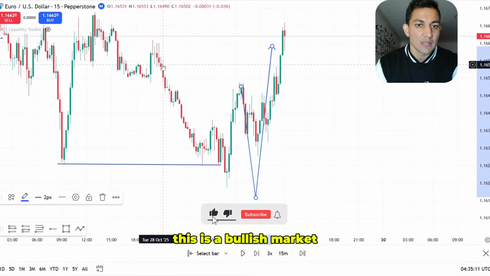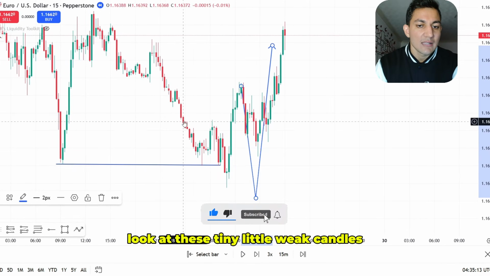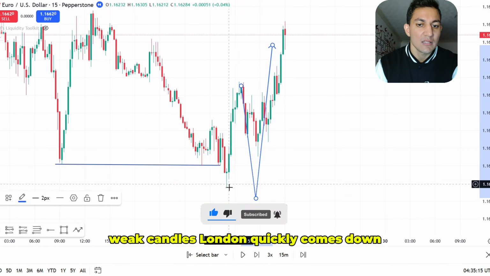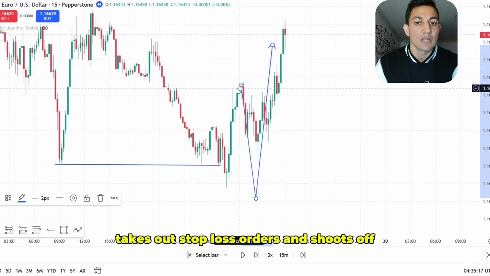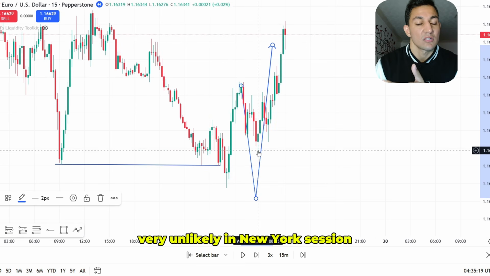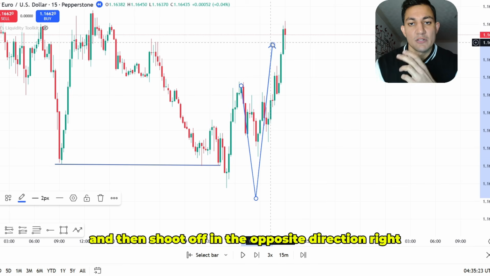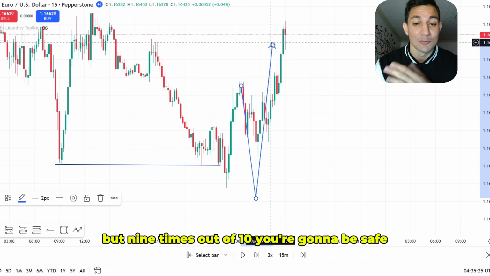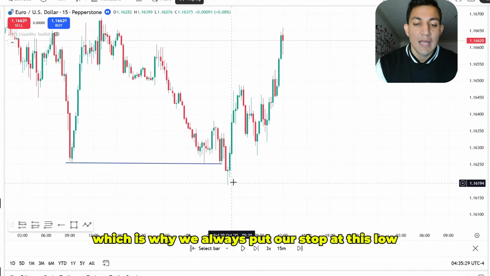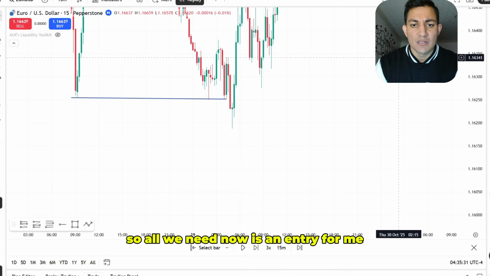Look at this, this is a bullish market. Look at these tiny little weak candles. London quickly comes down, takes out stop loss orders and shoots off. Very unlikely in New York session that price is going to come all the way down, take out your stops, and then shoot off in the opposite direction, right? Well, I won't say impossible, but 9 times out of 10, you're going to be safe, which is why we always put our stop at this low. So all we need now is an entry.